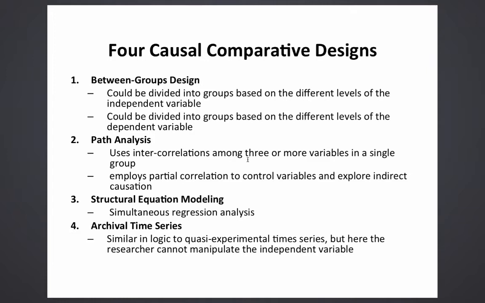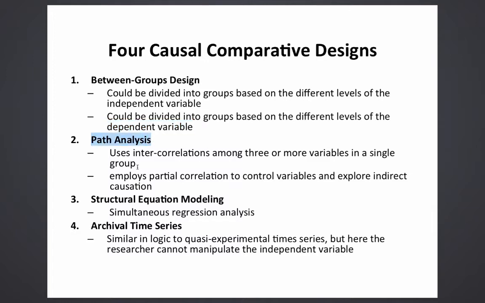And so the first type is between groups designs, and this is where you've got an independent variable or a dependent variable that has different levels that you can create groups with. And that's a simple idea. You would then be looking at the means of the different groups and comparing those means to each other.